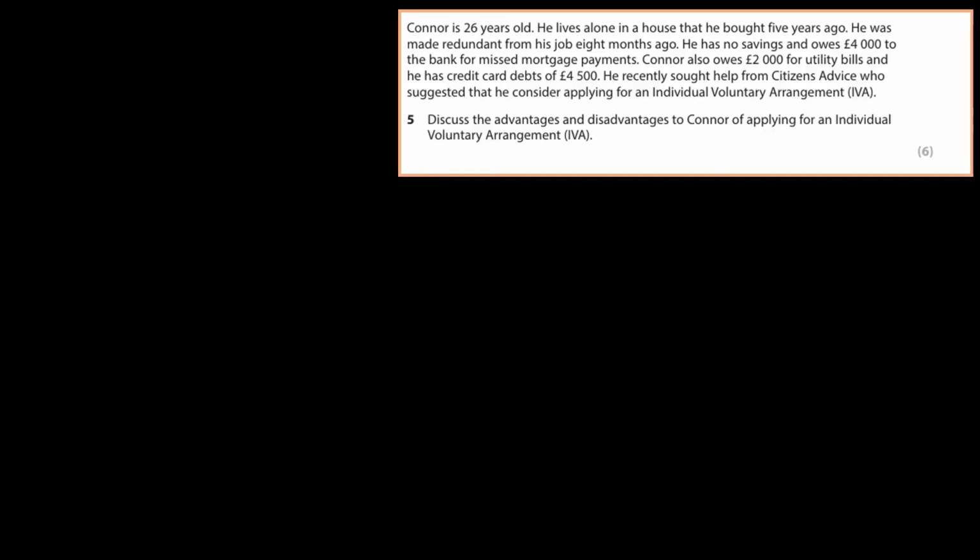It's a 6 marker. So Connor is 26 years old. He lives alone in a house that he bought 5 years ago. He was made redundant from his job 8 months ago. He has no savings and he owes £4,000 to the bank for missed mortgage payments. Connor also owes £2,000 for utility bills and his credit card debts of £4,500. He recently sought help from Citizens Advice, who suggested that he consider applying for an IVA, individual voluntary arrangement. Discuss the advantages and disadvantages of Connor applying for an individual voluntary arrangement.